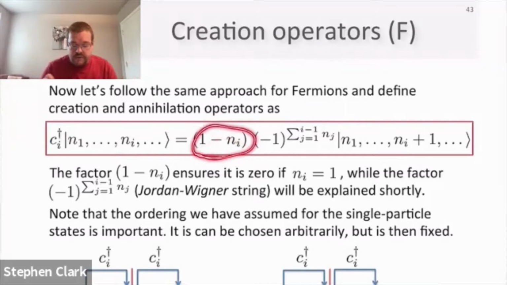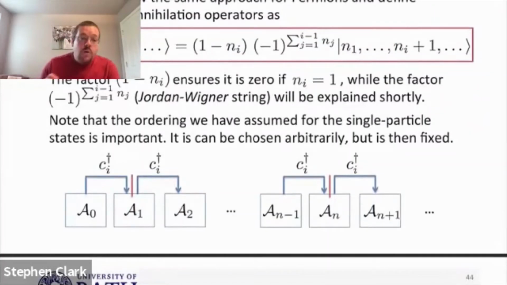So there must be a factor of 1 minus ni in front of it, and then you must increase the particle number. What's this thing? It looks pretty complicated, but it's summing the number of particles in all the states up to the one that you just applied the creation operator to. And it's -1 to the number of particles that are there. And it's called a Jordan-Wigner string. And the reason for it will become clear very shortly. But basically, it's to make operators anti-commute with each other, as I'll show you just shortly.